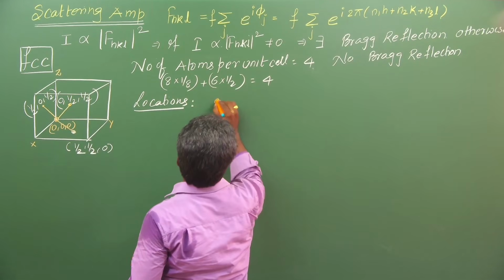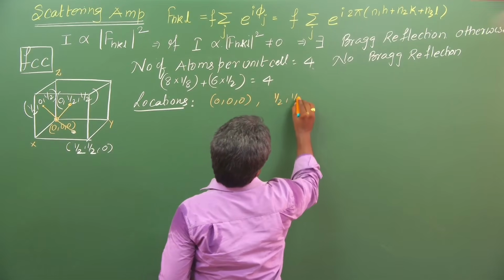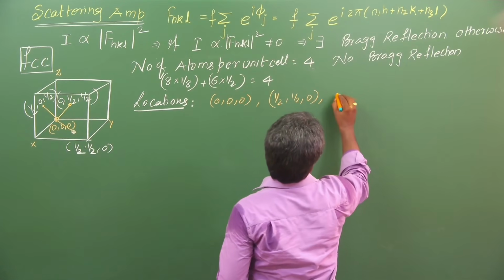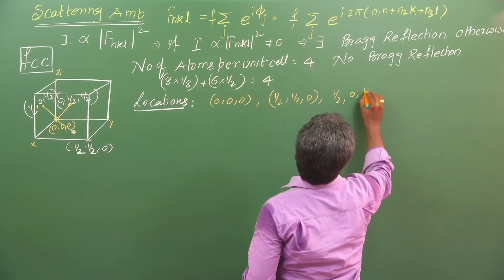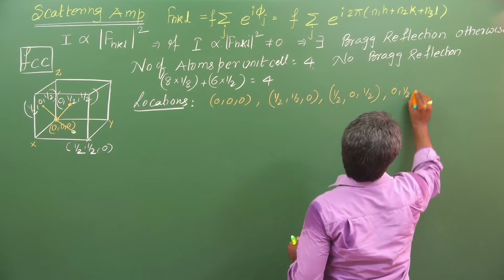So that is 0 comma 0 comma 0. XY plane half comma half comma 0. XZ plane half comma 0 comma half. YZ plane 0 comma half comma half.